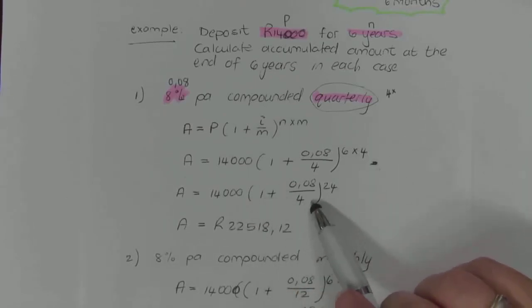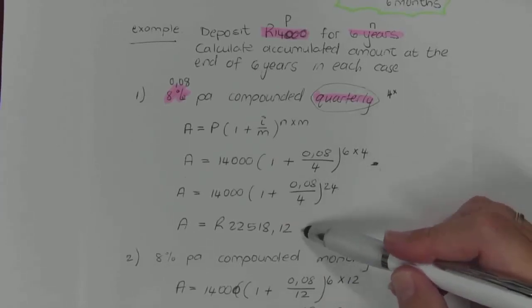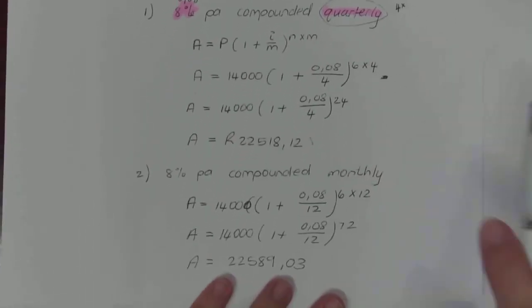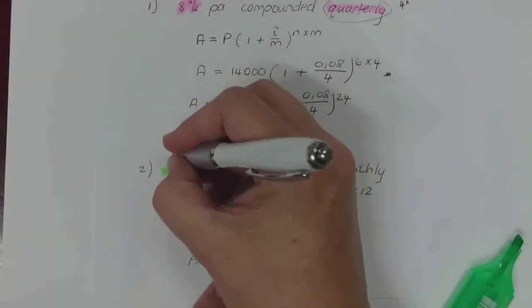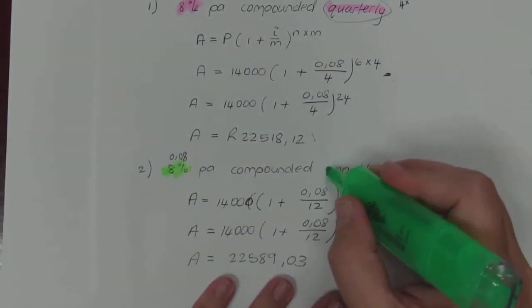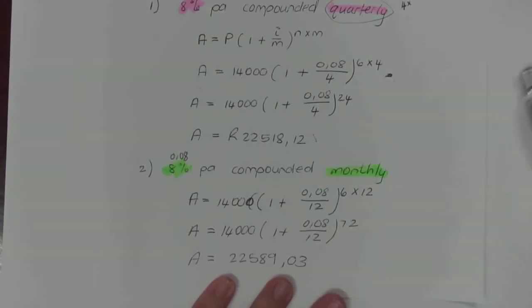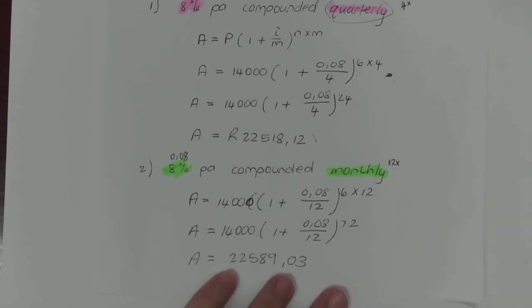Make sure you enter these values correctly into your calculator. And remember, we round up to 2 decimal places only in the final answer. Okay, so that was quarterly. So what if I change it and say 8%? So it's 0,08 compounded, so compound interest rate, monthly. So that means I'm going to get this interest rate 12 times in 1 year.